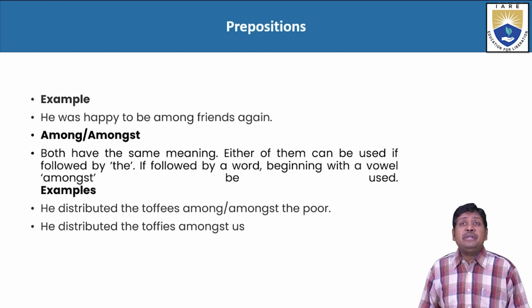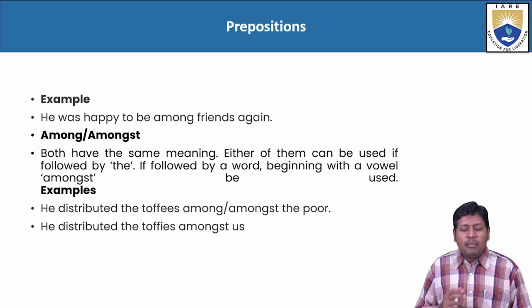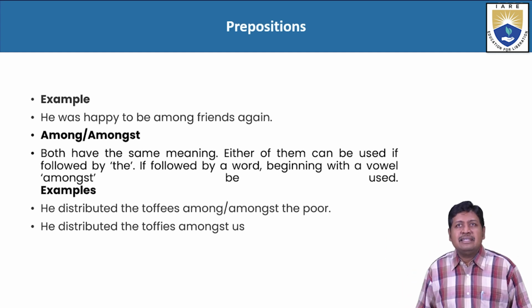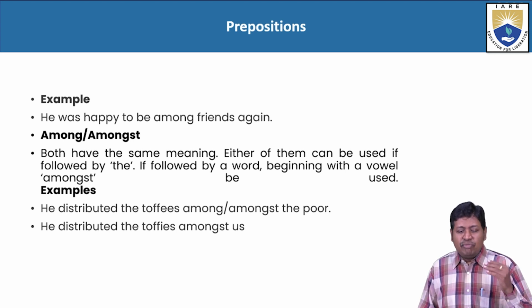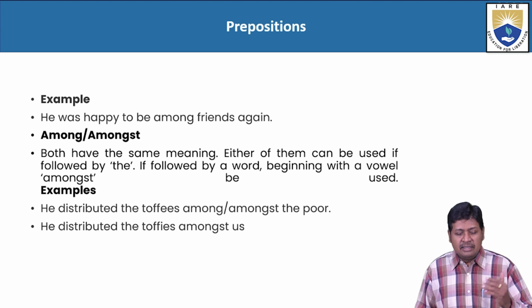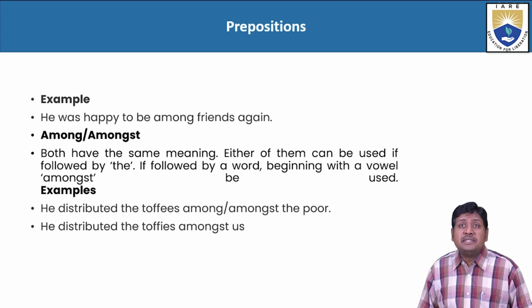He was happy to be among friends again. Many friends, more than 2. Now, both among and amongst have the same meaning. Either of them can be used if followed by the. If followed by a word beginning with a vowel, amongst is used. For example, he distributed the toffees among the poor or amongst the poor.